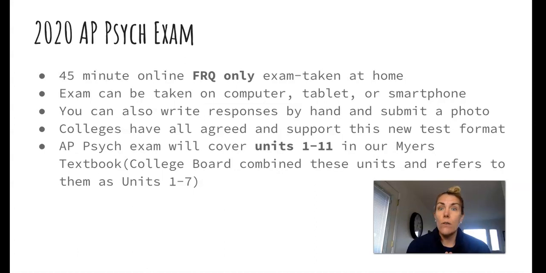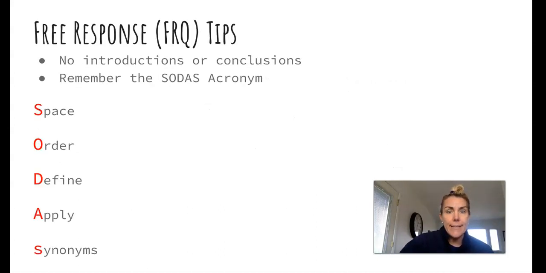One is definitely on research methods, and the other is more about concepts and how to apply them. It's our book, units 1 through 11. College Board has compartmentalized and jammed them together, so if you see anything from College Board that says units 1 to 7, that is our book's units 1 to 11. We're just not going to be tested on clinical psych, abnormal, therapy, or the social psych part.